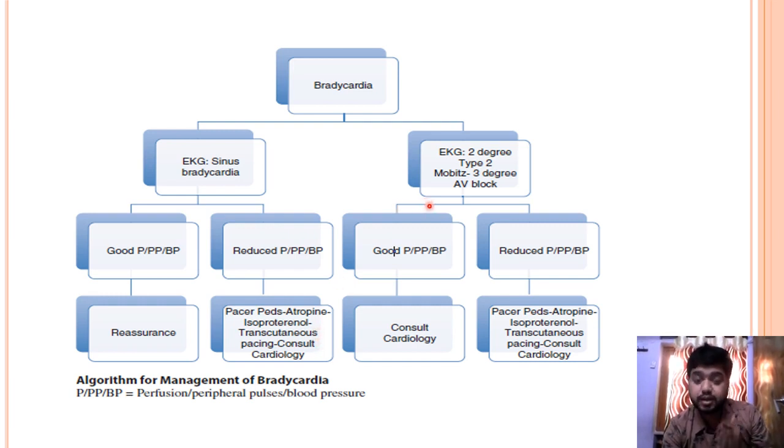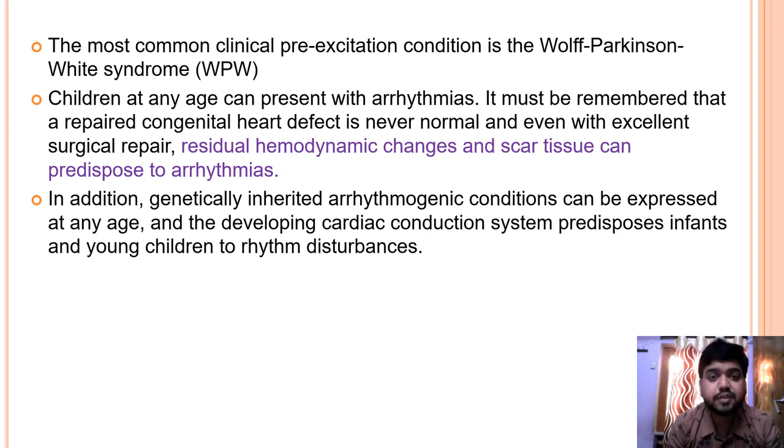Then blocks: definitely take cardiac consultation, and if hemodynamically unstable, he definitely needs pacing. Pacing devices are inserted usually through IJV lines or femoral lines, where the electrode is passed through the line into the heart and externally manipulated with a pacemaker box. Then the most common clinical pre-excitation condition is usually Wolff-Parkinson-White syndrome, and children at any age can present with arrhythmia.